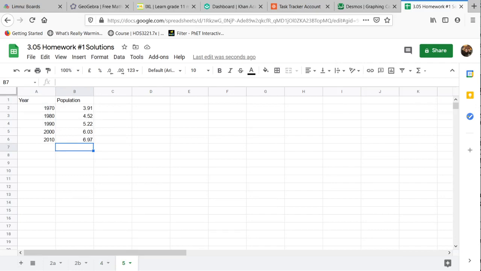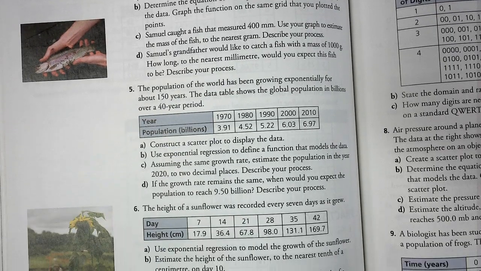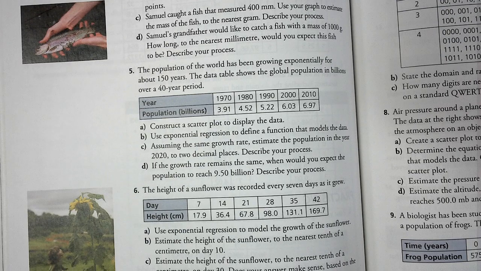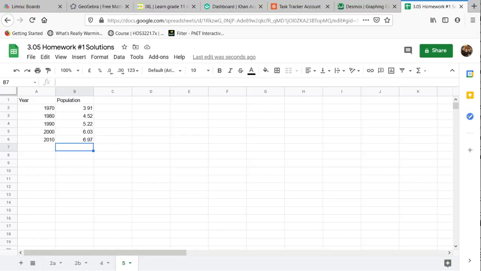Finally, question 5. The population of the world has been growing exponentially for about 150 years. We've got the 40-year population in billions. Again, we want to construct a scatter plot, use exponential regression to find a function, and estimate the population in the year 2020 to 2 decimal places. And this is one, now that this is in the past, where we can actually double check to see if this pattern held, and predict when the population is going to reach 9.5 billion. So let us start with parts A and B.